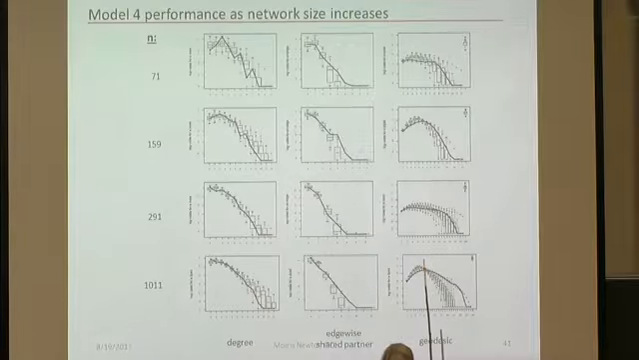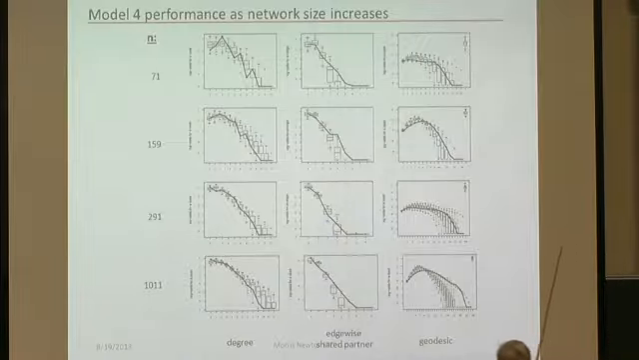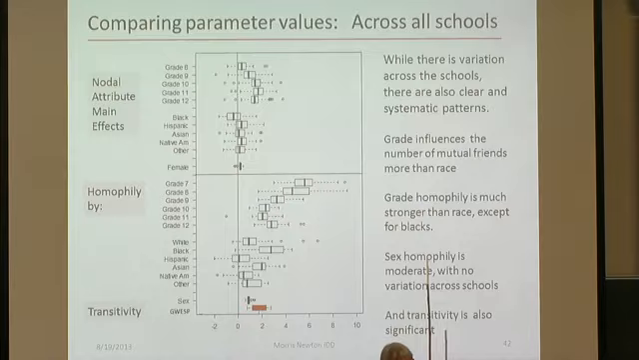Model 4 performs pretty well in schools up to a certain size, but once you get to about size 1,000, we start seeing that the geodesic distribution isn't matched very well there. So you've got some other sort of process that you need. And you can compare the parameters across all the different schools, which again, I'm already over time, so I won't.